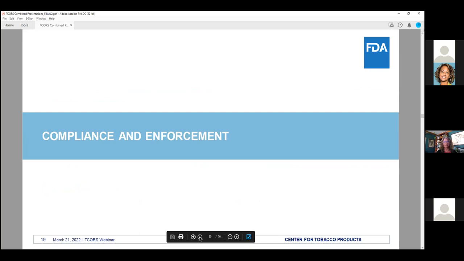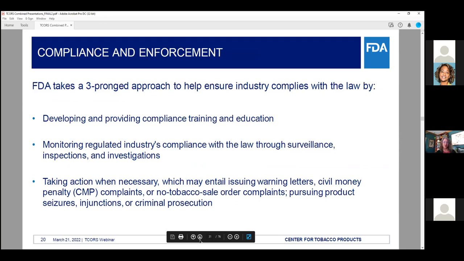Next slide, please. I'd like to take just a moment to talk a little bit about compliance enforcement activities here at CTP. Next slide, please. FDA takes a three-pronged approach to help ensure industry complies with the Tobacco Control Act. It includes developing and providing compliance training and education opportunities for industry, monitoring regulated industries' compliance with the laws through activities such as inspections, investigation, and surveillance activities. And then when necessary, taking action.